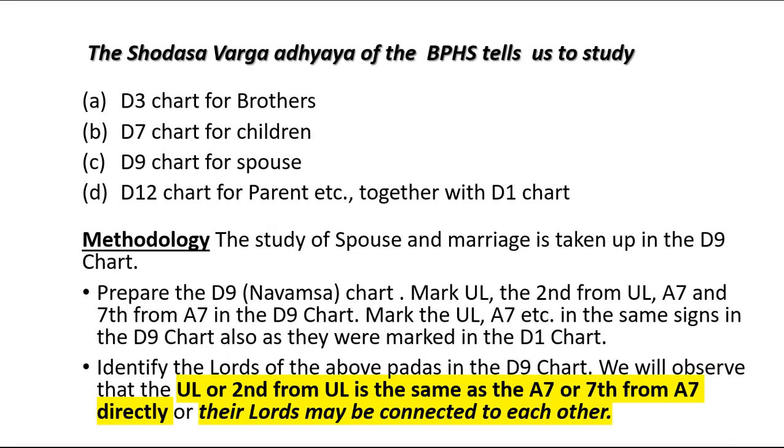We've already seen that study of spouse and marriage is taken up in the D9 chart. So we will prepare the D9 chart, Navamsha chart, that is, mark the UL, second from UL, A7, and seventh from A7 in the D9 chart. Then mark the Upapada Lagna UL and A7 in the same signs in the D9 chart as they were marked in the D1 chart. Identify the lords of the above padas in the D9 chart. We can observe in general that the UL or the second from UL is the same as A7 or seventh from A7 directly, or sometimes their lords will be connected to each other.